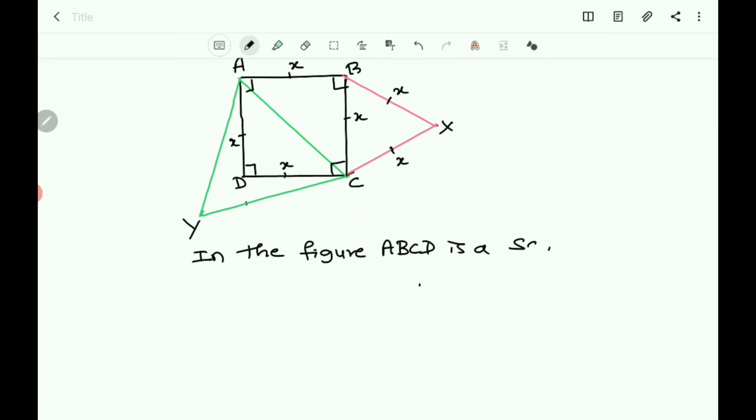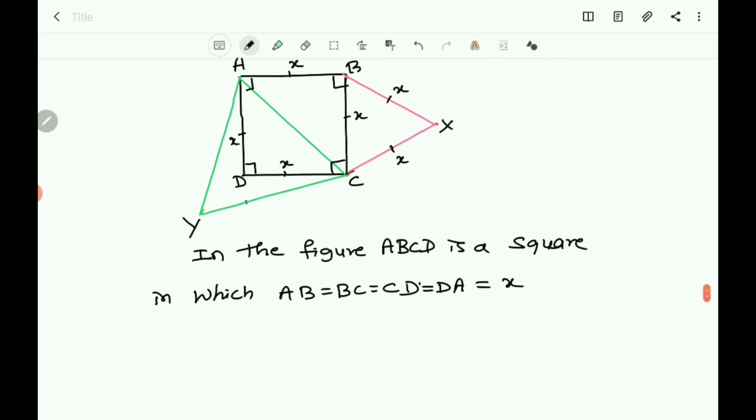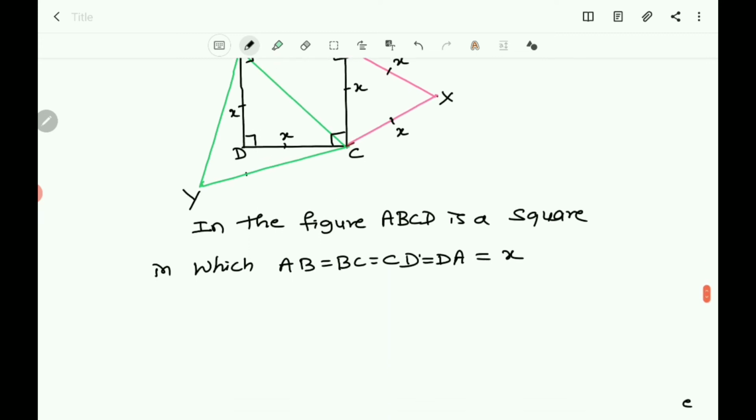ABCD is a square in which AB is equal to BC is equal to CD is equal to DA, all are equal to x, and we find the diagonal AC in terms of x.